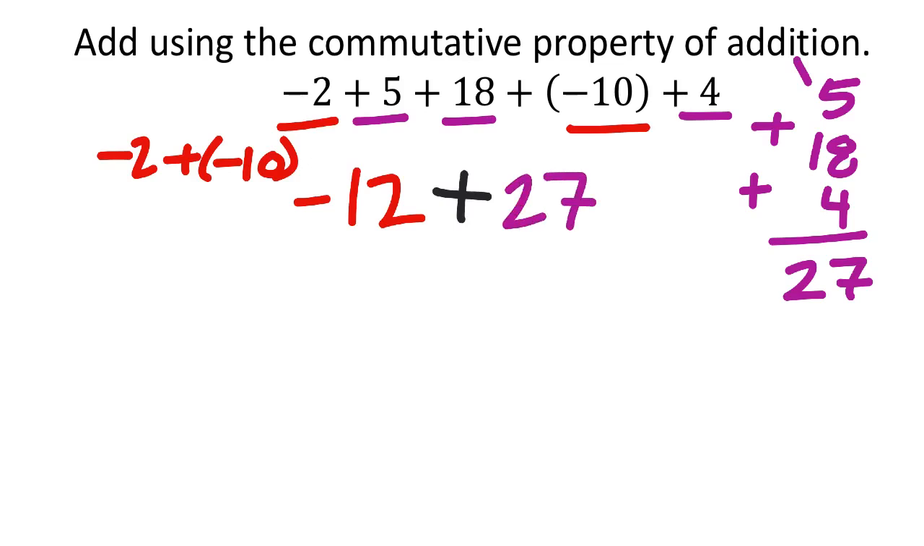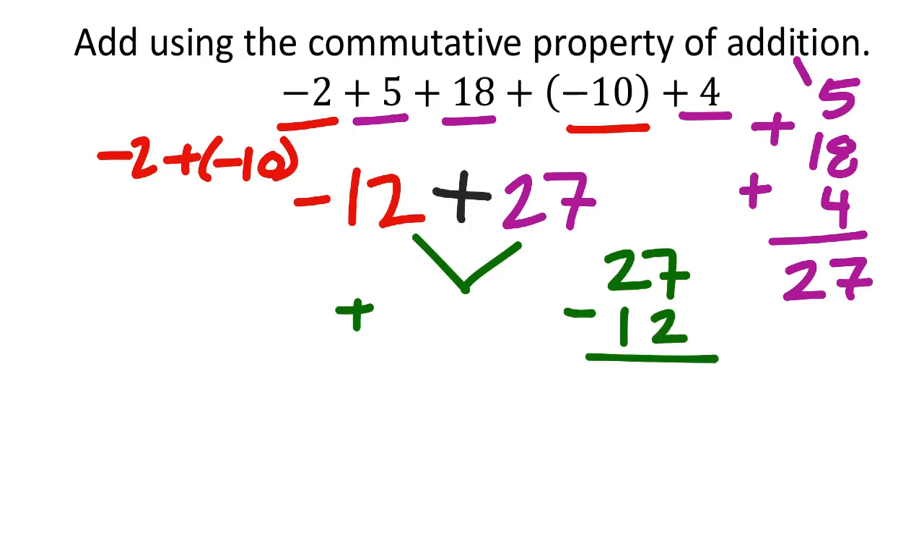Negative 12 plus 27. When I combine these, I have more positives than negatives, so my answer is positive. And then we subtract the 12. The big one, 27, minus the small one, 12, which is 15. So the final answer here is 15. Now again, these are a lot of different methods. You could have used counters if you wanted to. 18 is a lot of counters to put on the page. You could have used just the straight order of operations by moving from left to right. Again, it's really up to you guys.